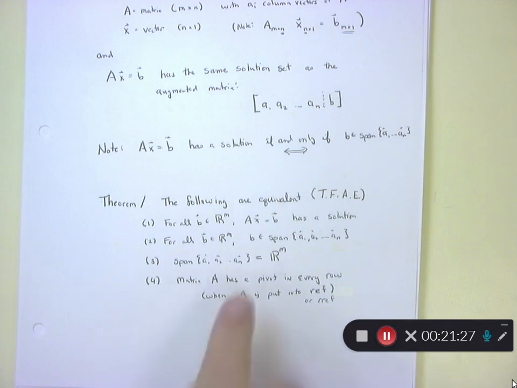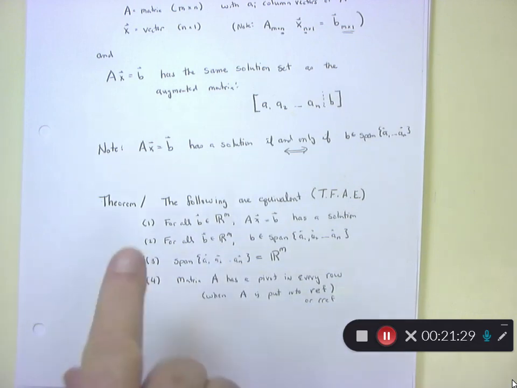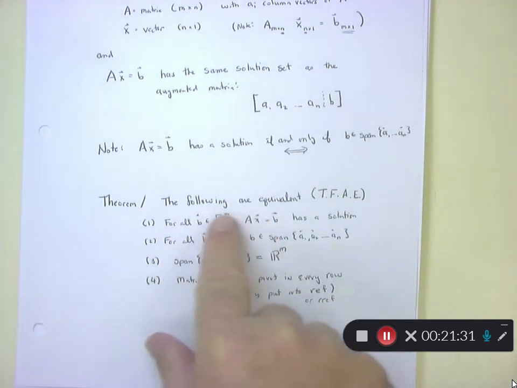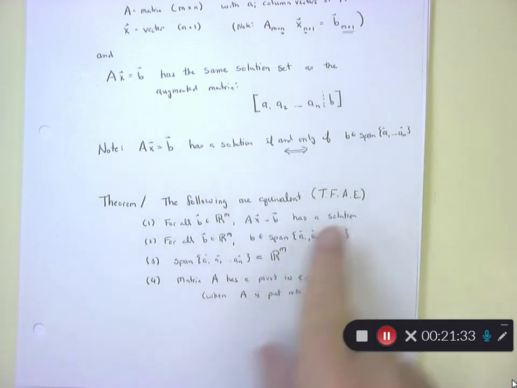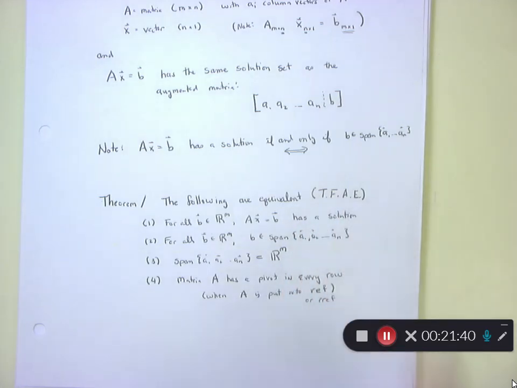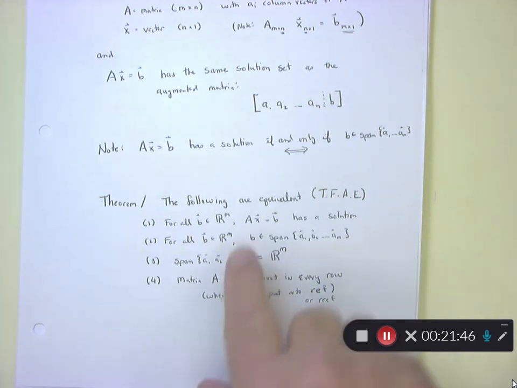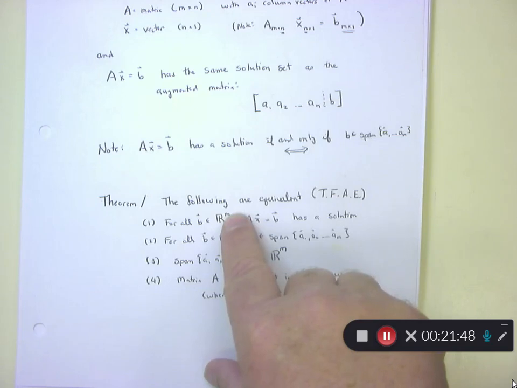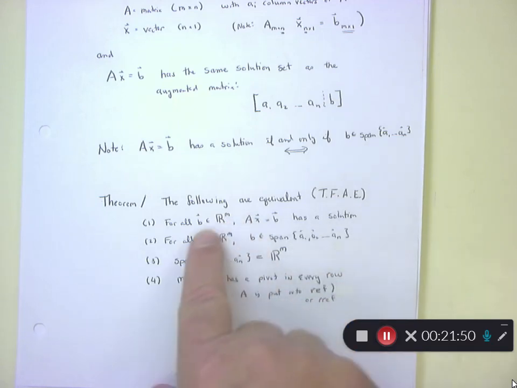All right, but I'm after this one right here. So, theorem. It says the following are equivalent. And get used to this: TFAE. You know what TFAE stands for? The following are equivalent. It's classic math professor stuff. All right, here we go. For all vector b in Rm. What does this Rm mean? That means this is a vector that is m by 1.